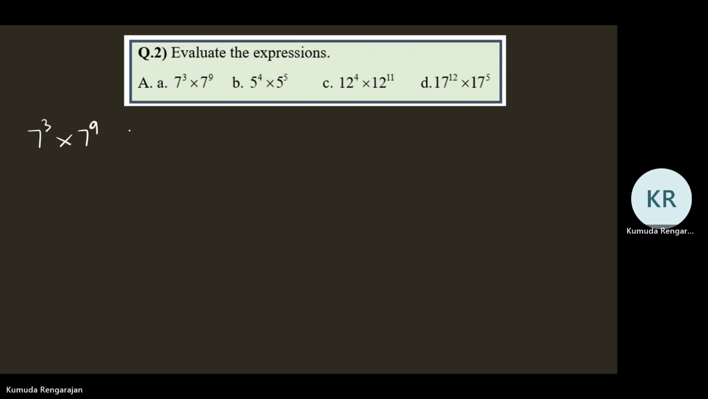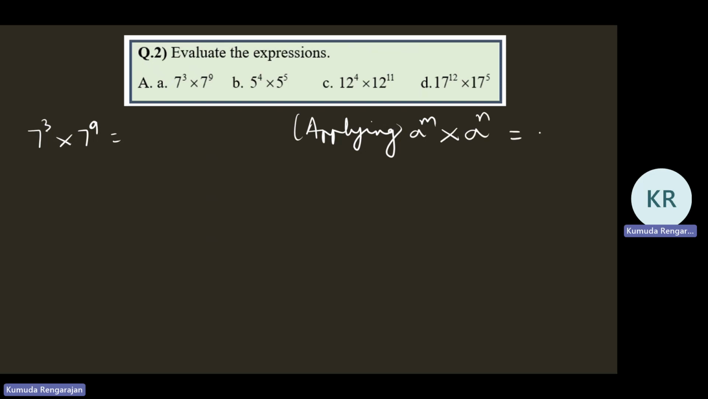First, tell me the rule. I think the bracket later, no. Applying which rule? A into A. No, I said that to remember it, but you should not say it like that. A raised to the power m multiplication into A raised to the power n is equal to A raised to the power m plus n. Very good, Harini. Very good. So this is the rule.